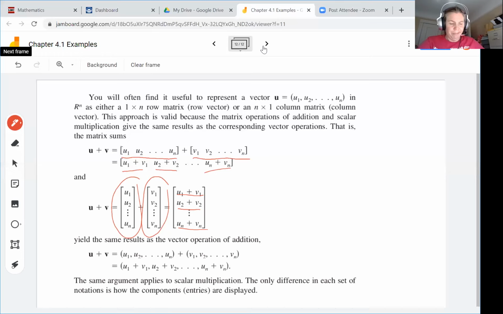Our next section, 4.2, we are going to look at vector spaces. So our next set of videos will start there.